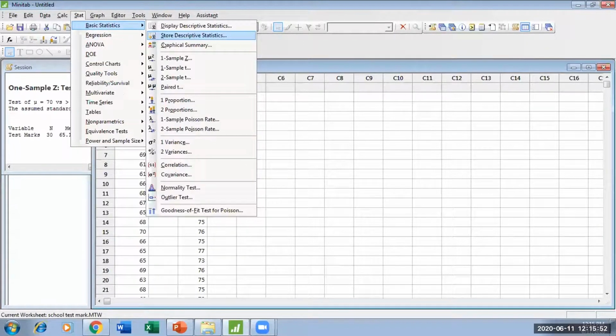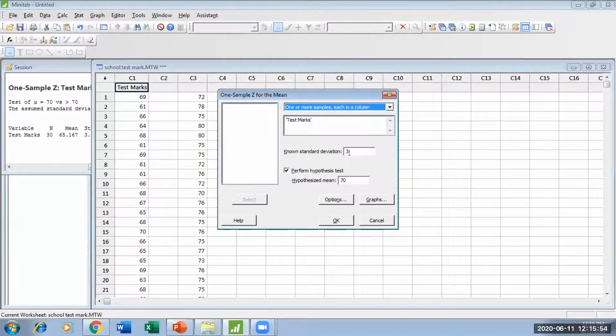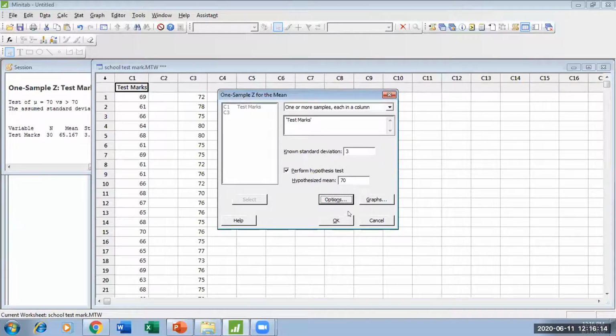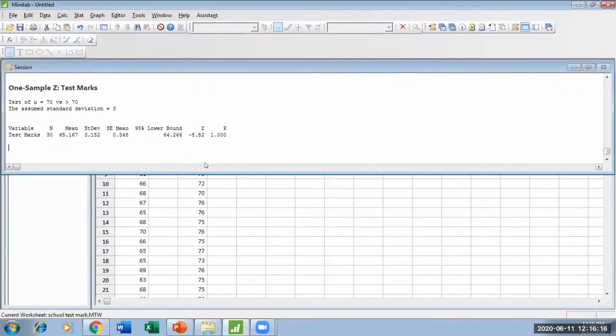Stat, Basic Stat. One Sample Z Test. Yes, the hypothesis to make is perfect. Chosen the correct thing. Test mean selected. Options. Okay, 95%. So the mean value is greater than the hypothesized mean. I give OK once again. So now the p-value comes to be 1.